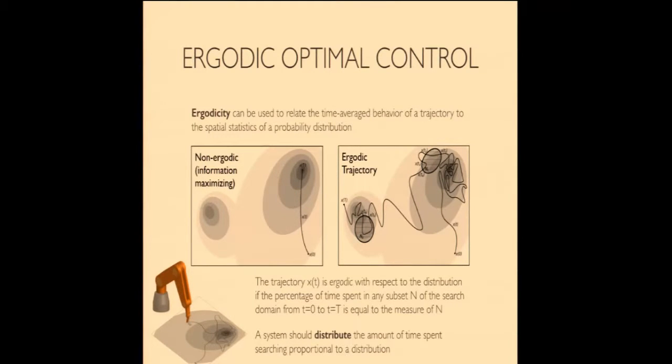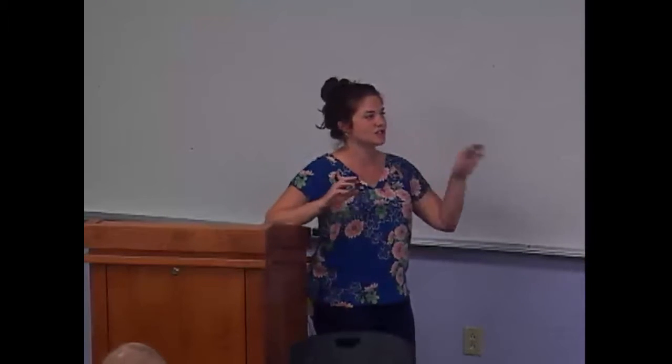But ergodicity basically gives you a way of comparing the time average statistics of a trajectory, so maybe the path that a sensor takes over time, to the spatial statistic of a distribution, where that, again, might be the distribution of crops, or it might be the likelihood of finding useful information over your search space. So ergodicity gives us a way of comparing those two different ideas by looking at their statistics. So a more ergodic trajectory distributes time spent proportional to a distribution, where you get to define that distribution.